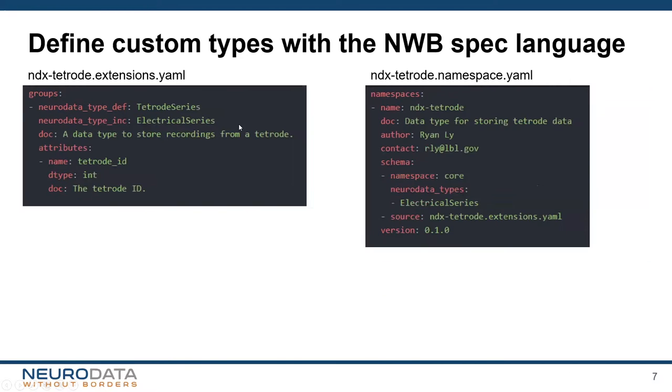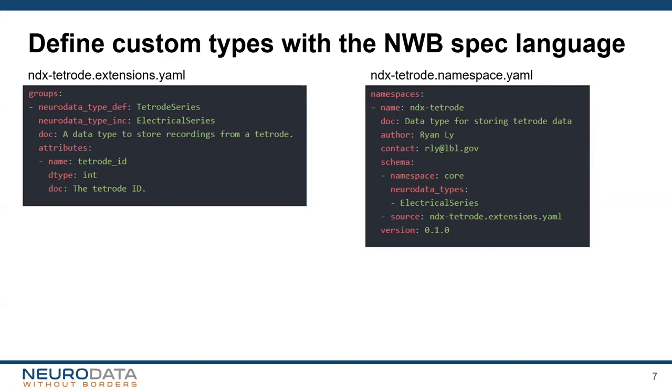So, for example, let's say you want to define a new type to represent data from a tetrode, which is a specialized electrode comprised of four twisted wires. You define this new TetrodeSeries data type in a YAML file in exactly the same way as I just showed you for the TimeSeries. Here, the tetrode type extends a core data type called ElectricalSeries, and it adds a required integer attribute, the tetrode ID. You place this new TetrodeSeries data type in a new namespace. Let's call it ndx-tetrode, and provide some metadata, including your name, the version, and any types that were included from other namespaces, such as the ElectricalSeries type in this case.